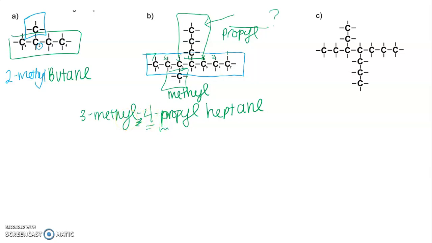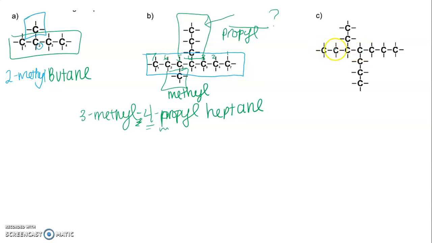Now C, you need to figure out the longest parent chain and the best way to number that. So let's look at a few different options. We could do 1, 2, 3, 4, 5, 6, 7, or we could have 4, 5, 6, 7. This would only be 5. So your best option is definitely the 7. And then you want to see which way to number it to have the lowest groups.